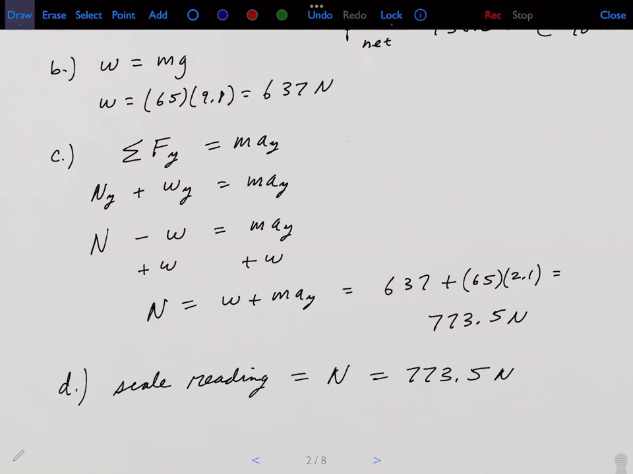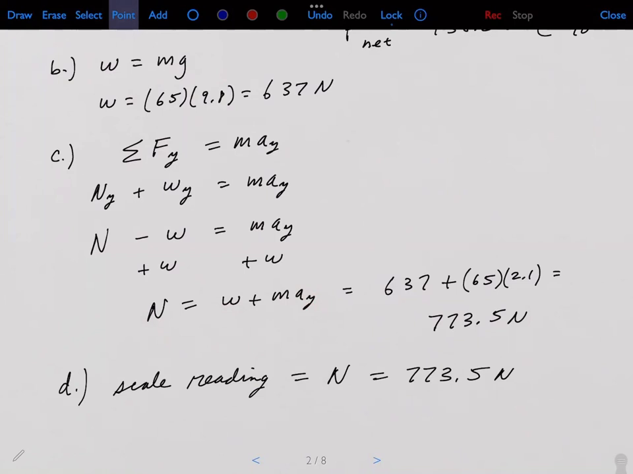If she were moving at a constant velocity on the elevator upward, then her normal force and the scale reading would be exactly equal to her weight, right? Because there'd be no acceleration. So N would equal W. If AY was 0 here, this would just be normal force equal to the weight. And then if she was accelerating downward, this would be negative, and her normal force would be less than her weight. So a scale reading would be less than her normal weight when she's just standing without accelerating.